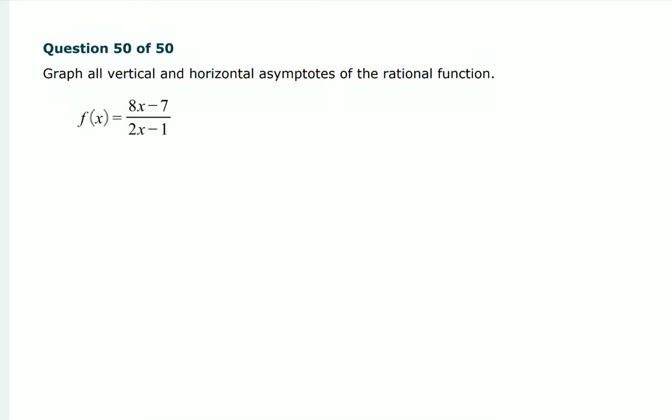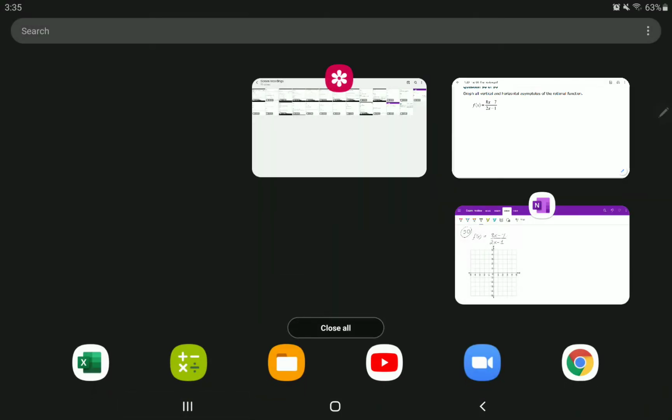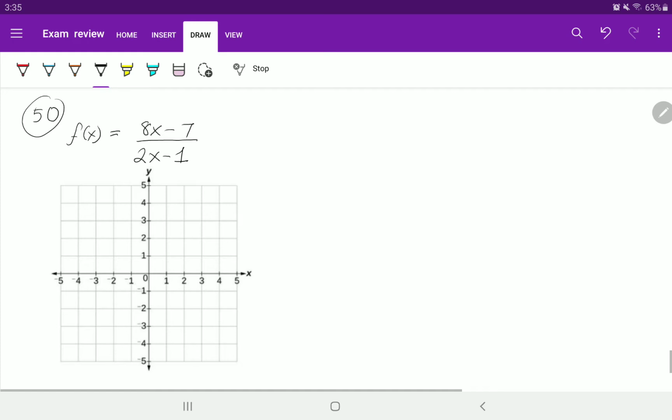Question number 50. It says graph all vertical and horizontal asymptotes of the rational function f of x equals 8x minus 7 divided by 2x minus 1. Alright, let's go to the whiteboard. I already have my graph there. So, let's find the vertical asymptote first.